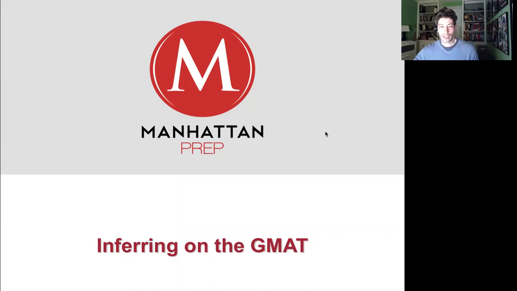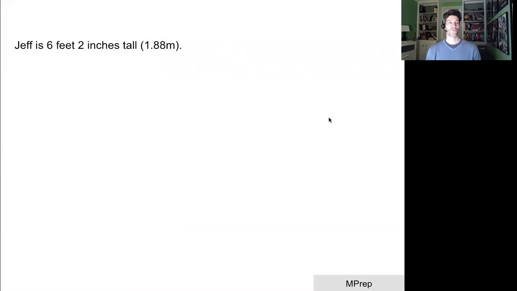Let's go ahead and take a look at a statement. Jeff is 6 feet 2 inches tall, or about 1.88 meters. I'm going to ask you then, given that information, what can you infer? What conclusions can you draw from that fact? So take a moment and think about that. And if you feel like you have any inferences that you can draw, go ahead and send them in the chat room. I'm curious to know what you guys think. And if you're watching this on the recording, just think about what are some things you can infer.